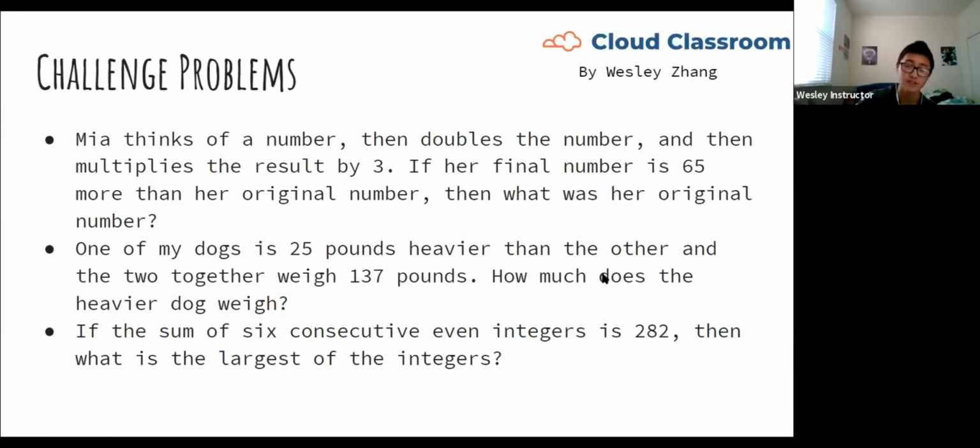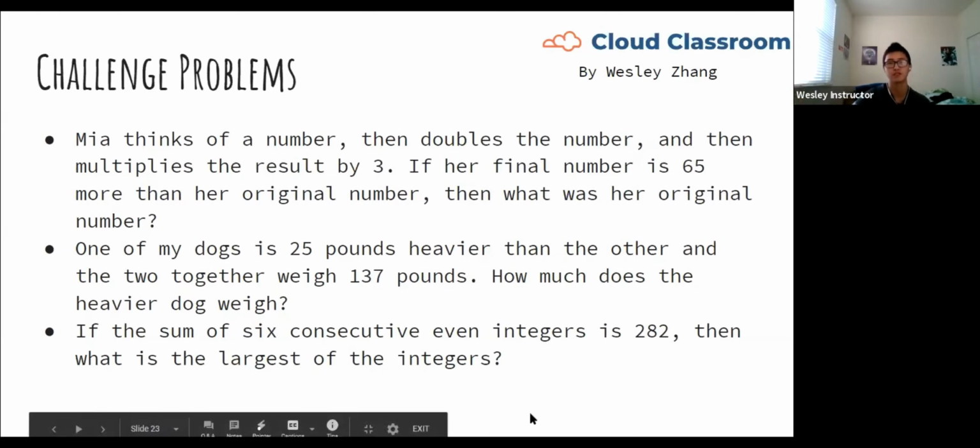But that's the smallest integer in this sequence, and we want to find the largest. The largest is n plus 10, and n equals 42. So 42 plus 10 equals 52. So the answer is 52.